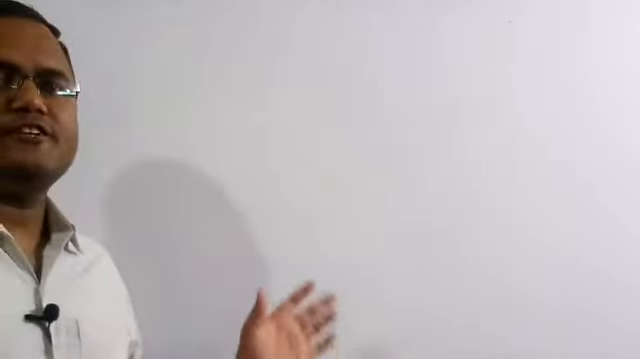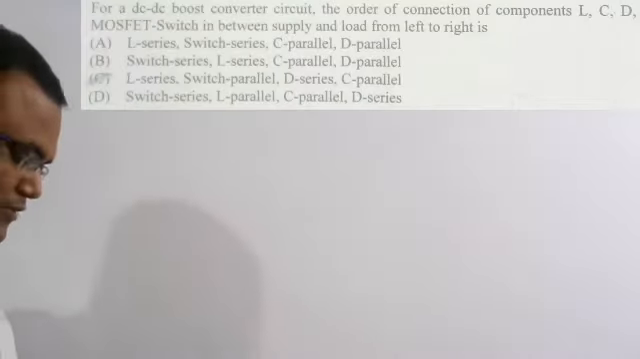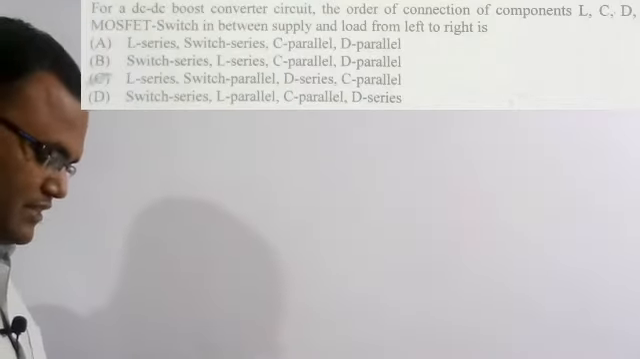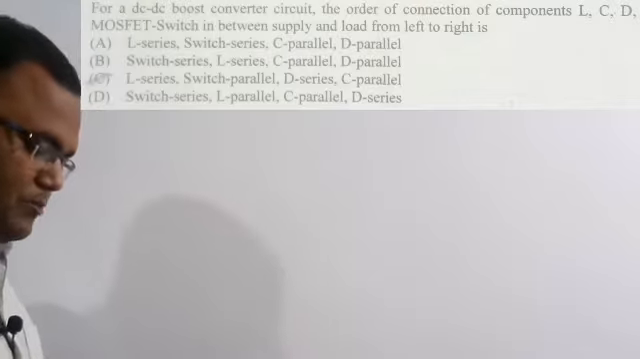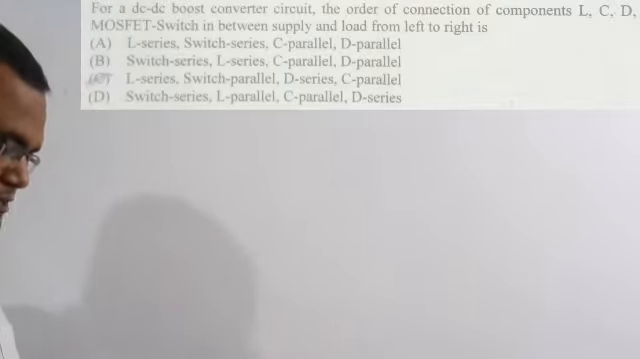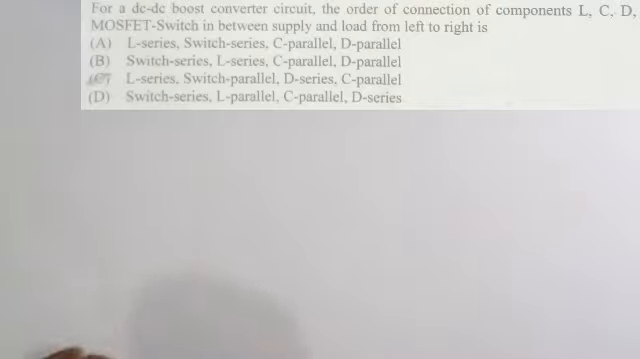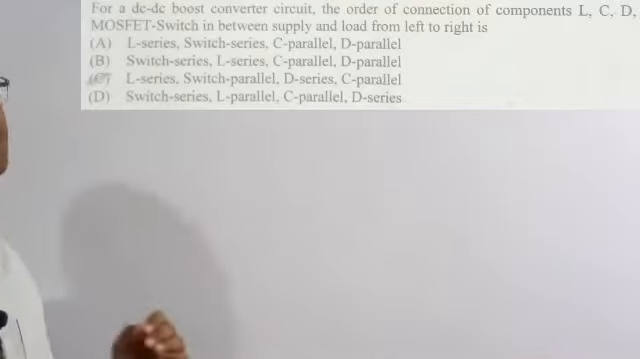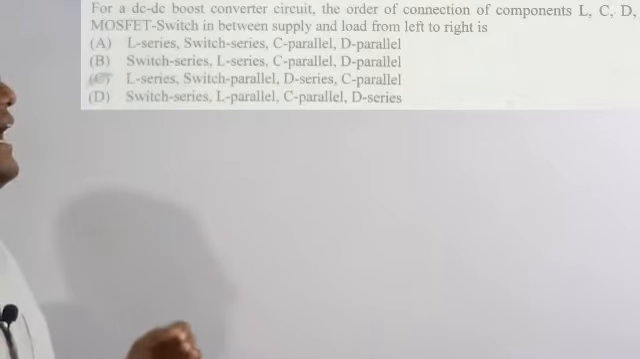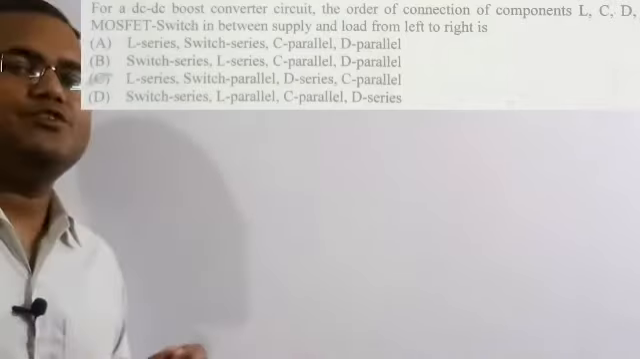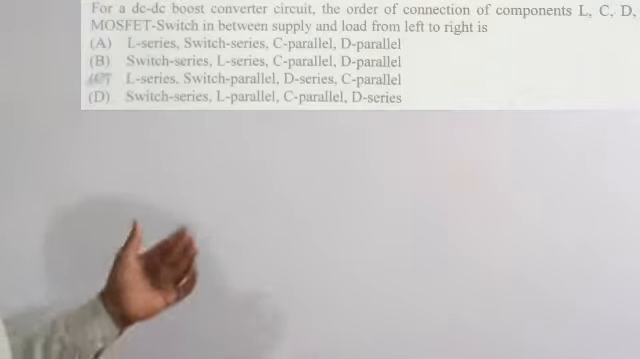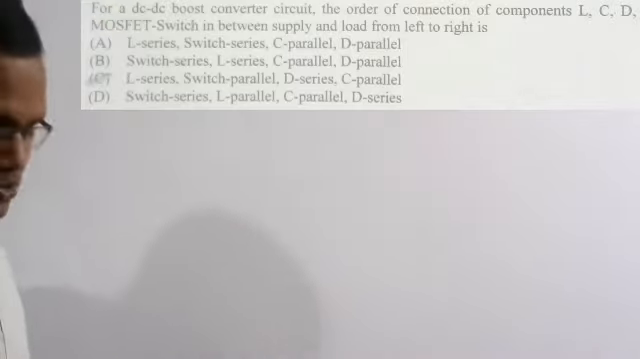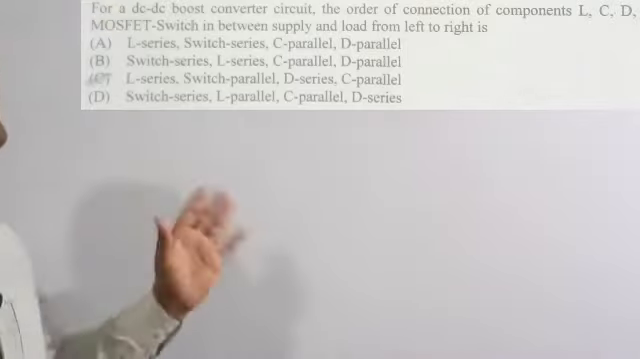So now we are going to solve the 22nd question. See the question here. For a DC to DC boost converter circuit, the order of connection of the components L, C, D and the MOSFET switch in between the supply and the load from left to right. So we need to figure out the connection of the inductor, the switch which is nothing but a MOSFET switch, the diode and the capacitor. So we need to find the type of the connection of these components in a DC to DC boost converter, from left to right.